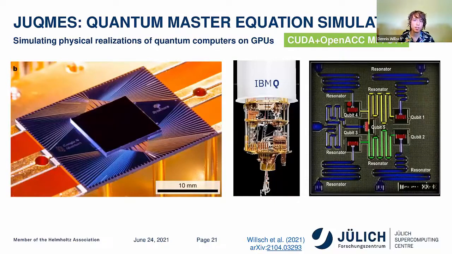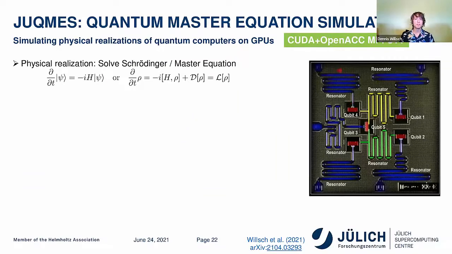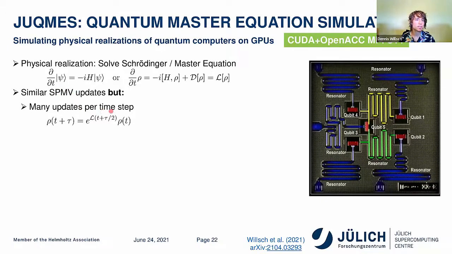And to simulate this real chip, we have to do a bit more work. It's not just the 2x2 sparse matrix vector multiplications that we had, but it's a bit more complicated. What we do to simulate these chips in detail is we solve the Schrödinger equation or the quantum master equation that describes the behavior of this chip according to quantum theory. And if you work that out, that is a partial differential equation with a derivative with respect to time here. Then if you work that out, you see that it's composed of very similar sparse matrix vector updates. But, and that's important, we have many of these per time step.